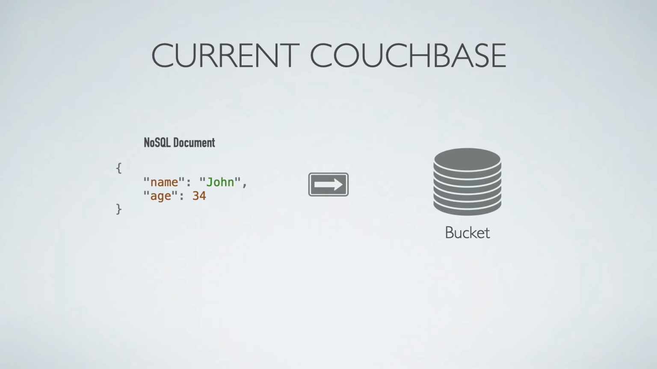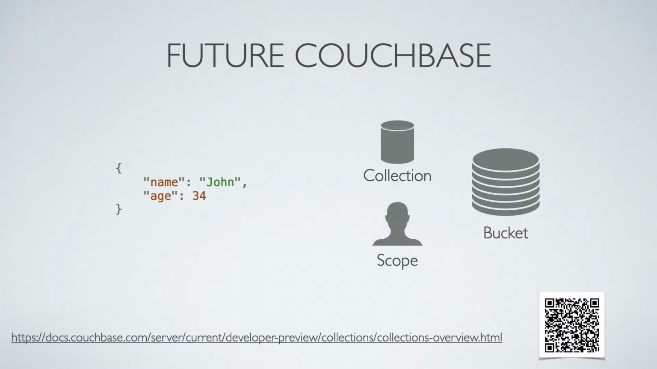Currently, Couchbase Server stores and organizes documents in buckets, which are usually used by one application to persist all the information that it needs, and where schemas for the documents are usually very different from one another. In a future Couchbase version, the storage will include two new constructs, collections and scopes. For now, this is only available as a developer preview feature.